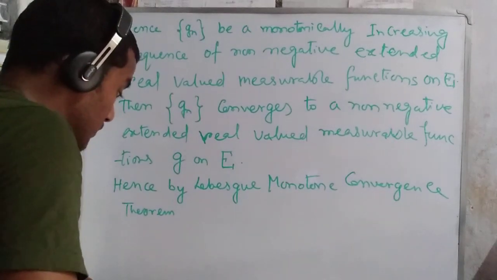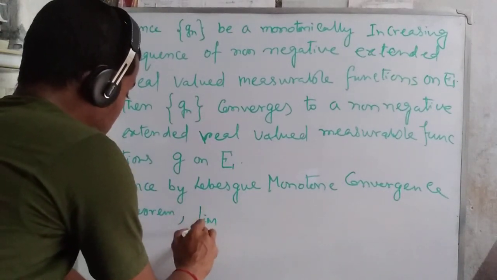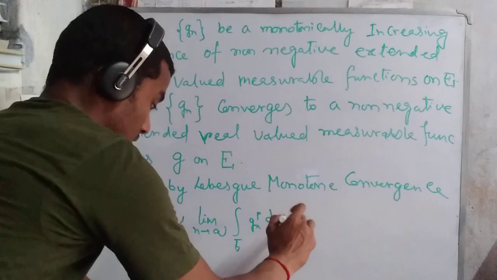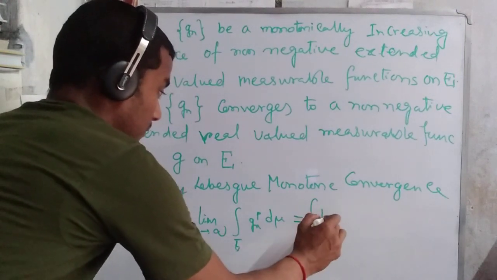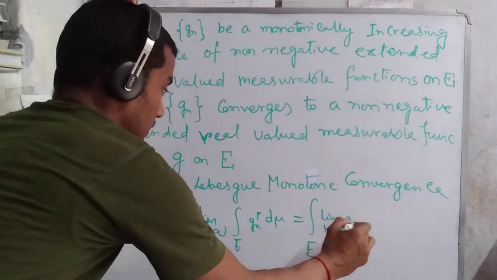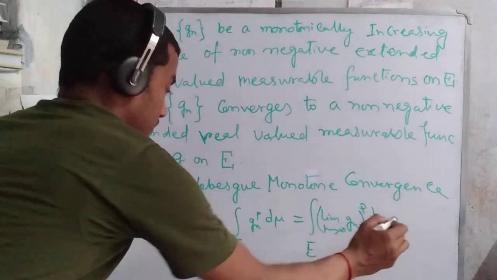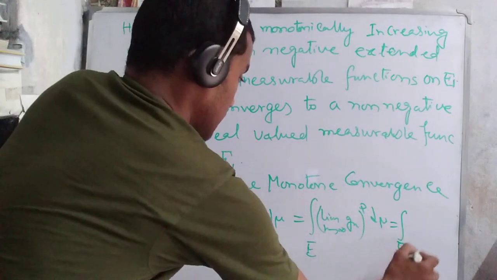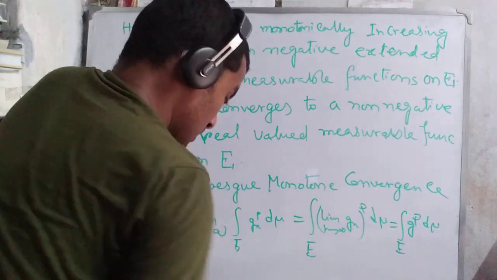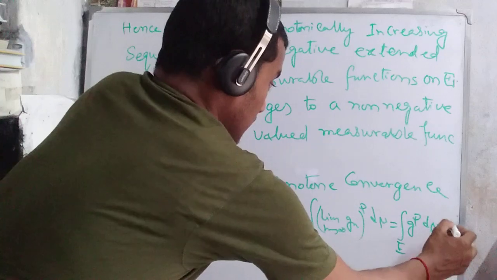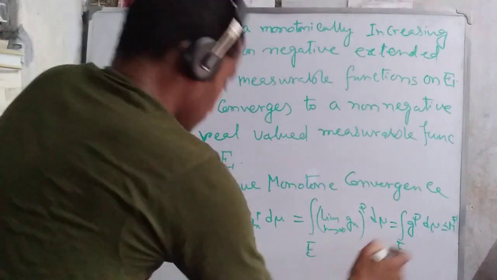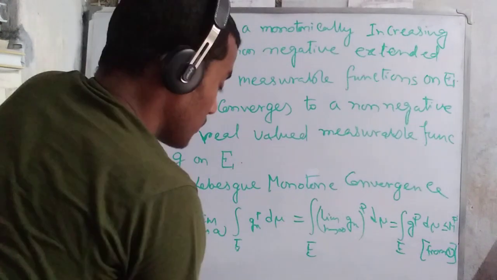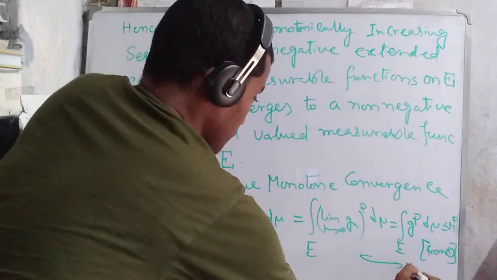Leibniz monotone convergence theorem, what we write? We write that limit n tending to infinity integration of E Gn whole to the power p d mu equal to integration E here limit n tending to infinity Gn to the power p d mu. Okay, this equal to what? This equal to integration E g to the power p d mu less than equal to what? Less than equal to m to the power p. We write it in 1, so we write here from 1. Okay, so this one we marked as 2.